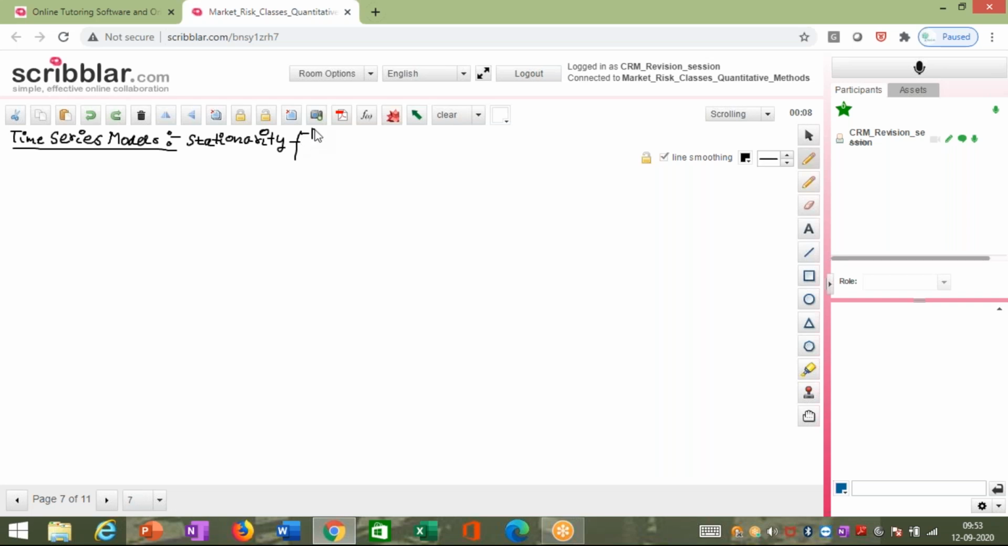The first was the DF test, or the Dickey Fuller test, for an AR1 process, for a one lag process. Then we had looked into the ADF, which was the Augmented Dickey Fuller test. And the third that we had looked into was the ACF test. Right. So these are the three things that we had looked into.